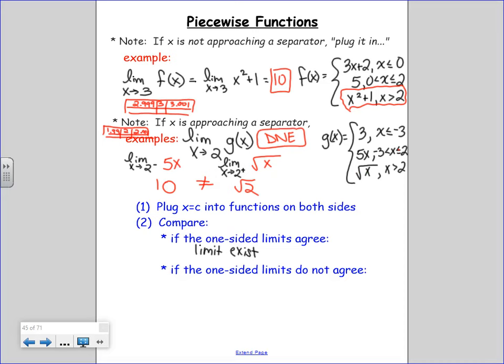If this had been something like 3x plus 1, no, that wouldn't work. 4x, that wouldn't work either. Whatever, 4x plus 2. Plug in 2, 4 times 2 is 8, 8 plus 2 is 10. If that had been 10, the limit exists, and the limit is 10. But did our two limits agree?